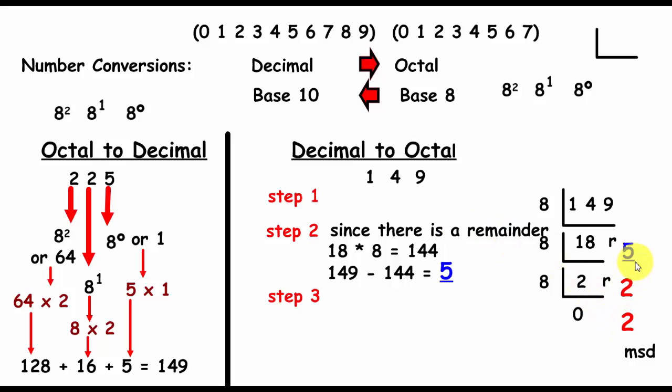225. Very quickly, here's what we did. We divided 8 into 149, right? And it went 18 times with a remainder of 5.